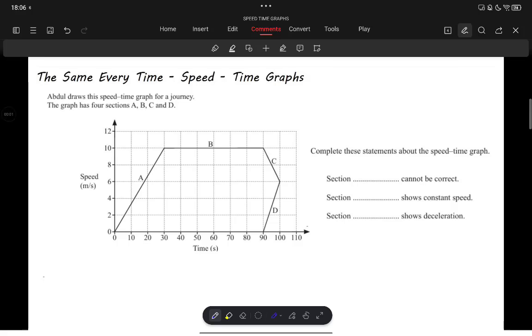Welcome to another video, the same every time. IGCSE Maths and GCSE Maths, looking at the kind of questions that, apart from the numbers, are the same every time. In this set of videos, we're looking at speed time graphs.